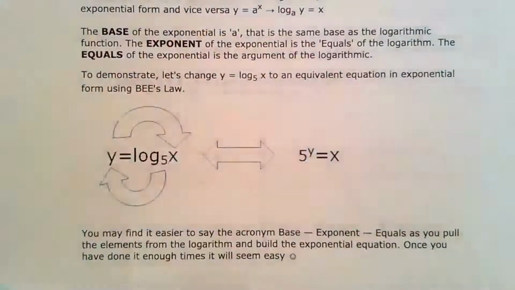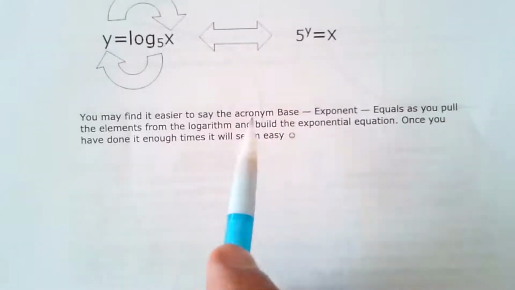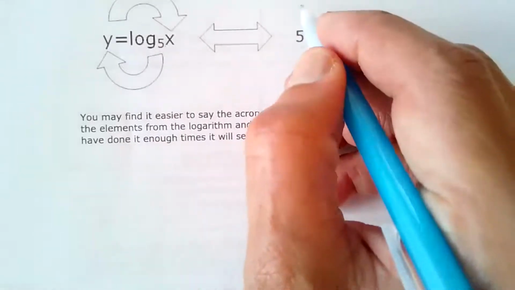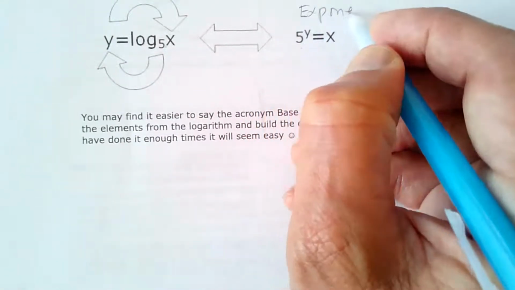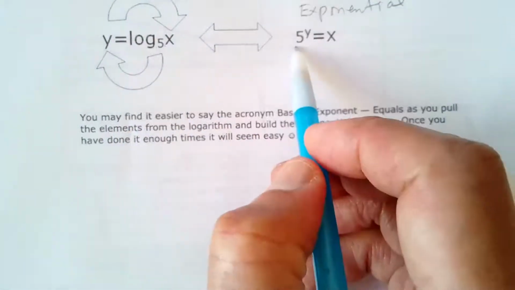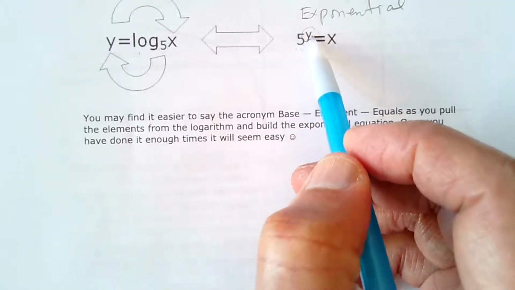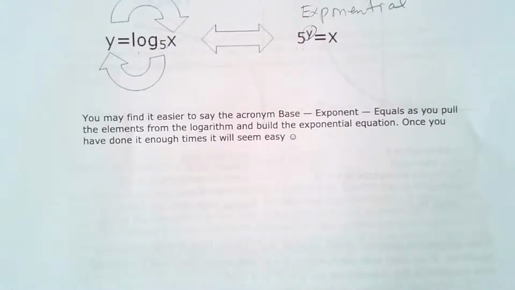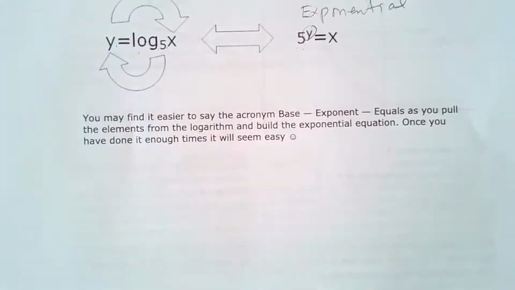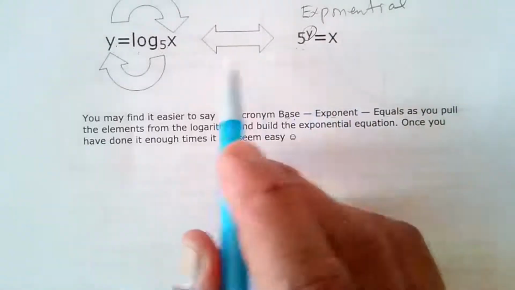Another way of writing that: if you're looking at the log and the exponential, the bases are the same. This would be your exponential, and this is your log. So the bases are the same, and the exponent would be equal to the log. So the base is the same, and the exponents are equal.